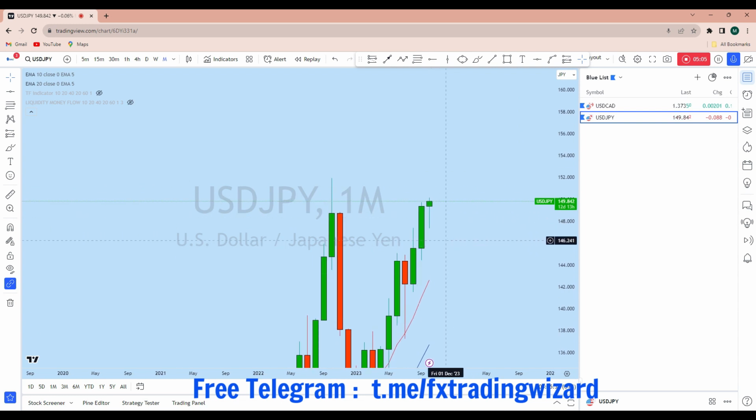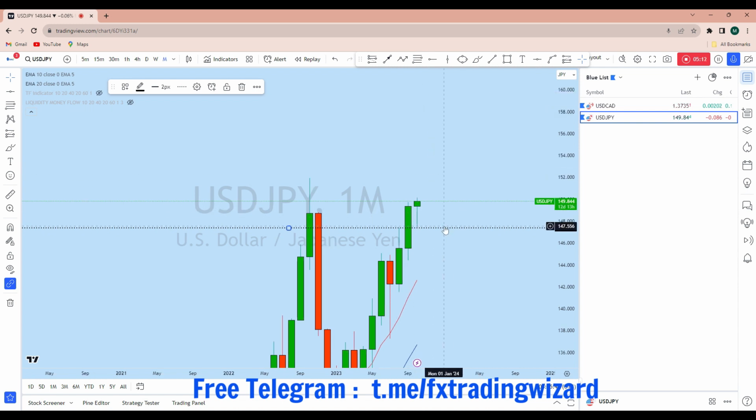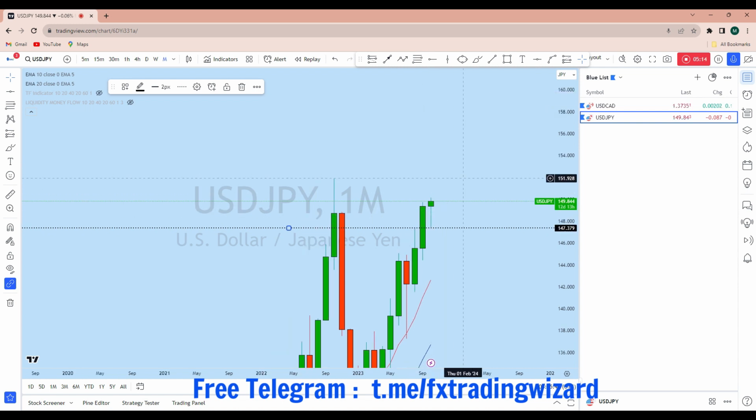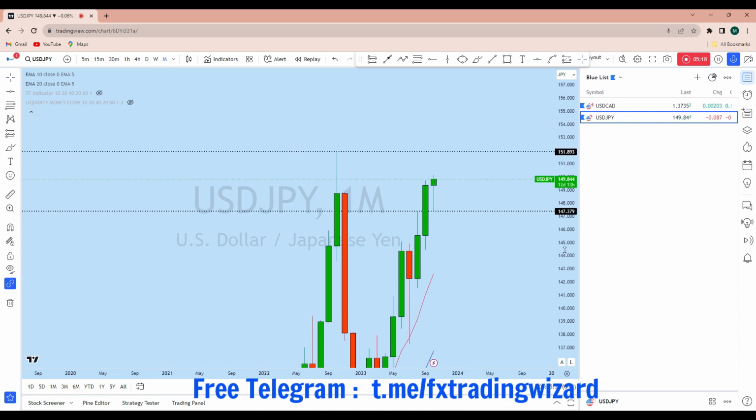The monthly candle so far has tested this previous resistance as a support and got rejected. Now I think that with that bounce we can expect dollar yen also to break this resistance. So from the monthly we see that dollar yen is also potentially bullish.